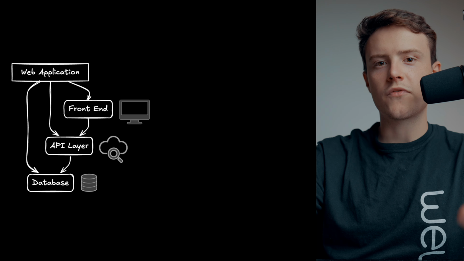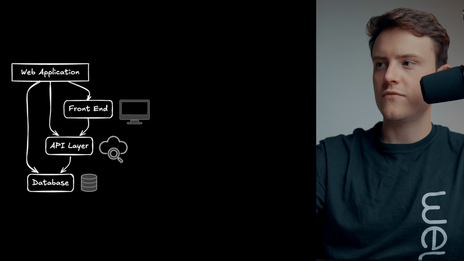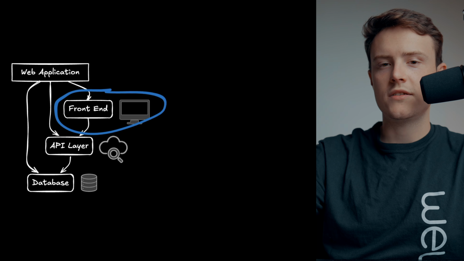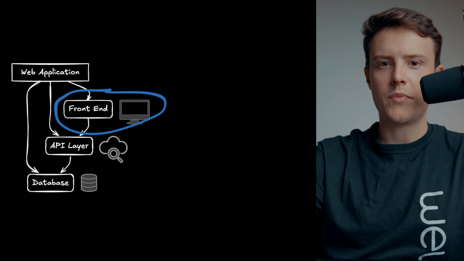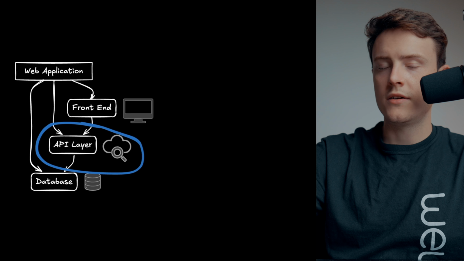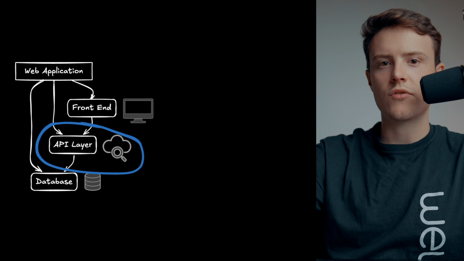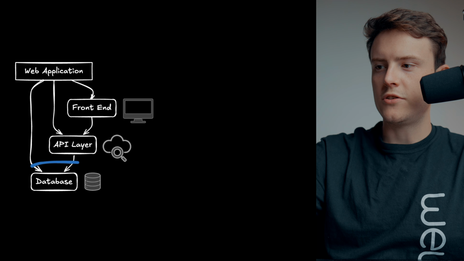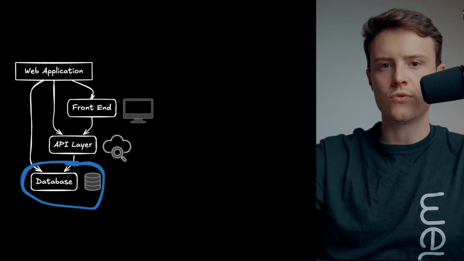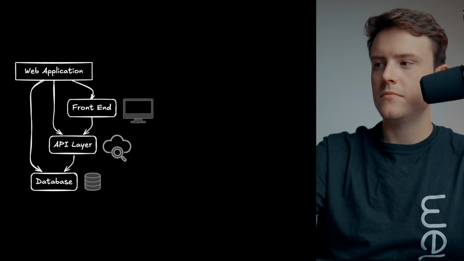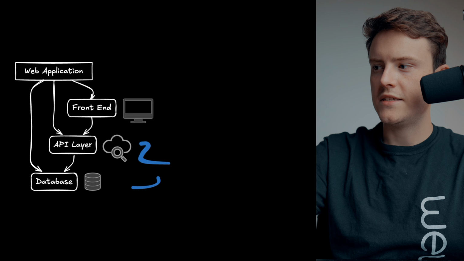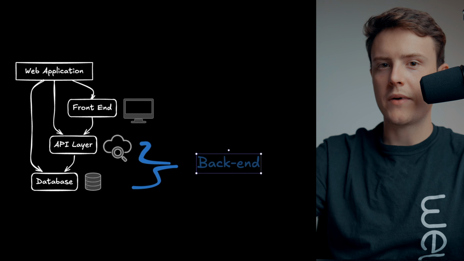Now, a web application is made up of three core elements, the first of which is the front end. This is everything you see, so essentially your web page. You then have an API layer, and this essentially just allows you to interact with your database. And then finally, as mentioned, you have your database, which stores all of the information that your application will use. The last two elements, the API layer and the database, make up what we term the backend.